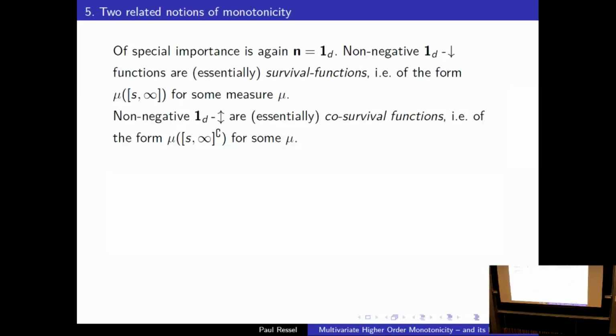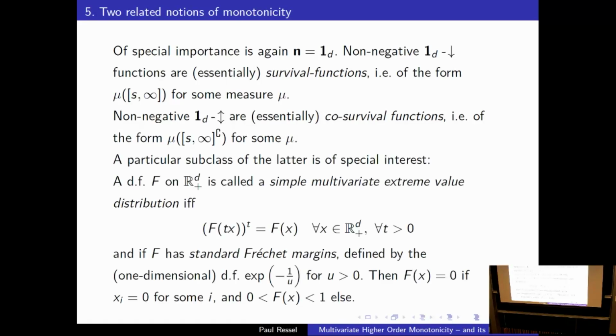And again, of special importance is, of course, the vector with only ones. Non-negative 1-decreasing functions are essentially survival functions of measures of this form for some measure. And 1-alternating functions are essentially co-survival functions, that is, of the complement of this, and even of infinite measures. This makes sense. And the particular subclass is connected with extreme value analysis.